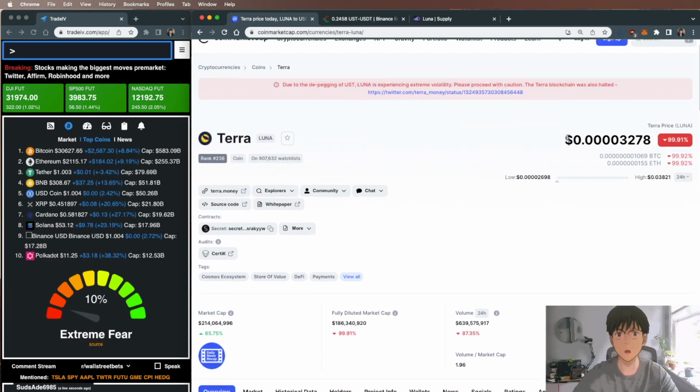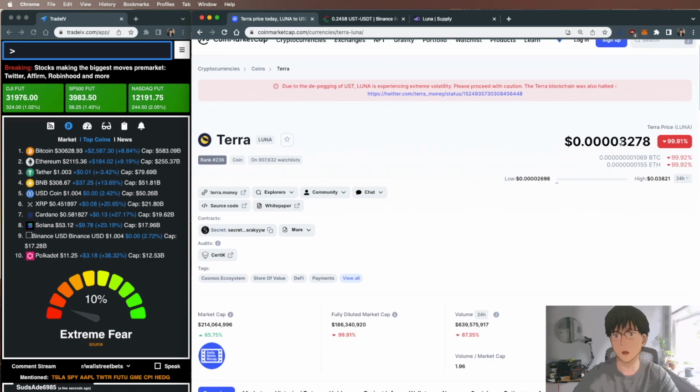Look at today. It actually went even further. I don't even know what this number is. 0.000, it's insane. So why is this? No, that's the first cautionary tale. So let's talk about inflation. Why does the price of Luna continue to drop like this?